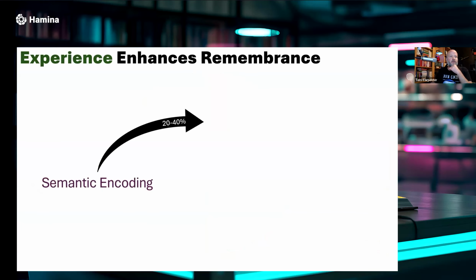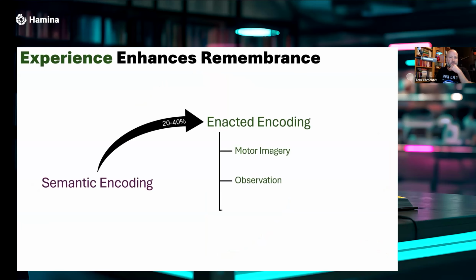Experience enhances remembrance. So we have two primary methods of encoding, semantic and enacted encoding. Semantic encoding gives you one level of retention. Enacted encoding increases it by 20 to 40%. And enacted encoding means motor imagery, observation, or self-enaction. Basically, in other words, we're doing, right?